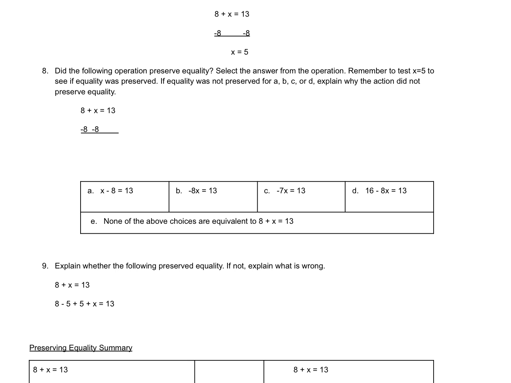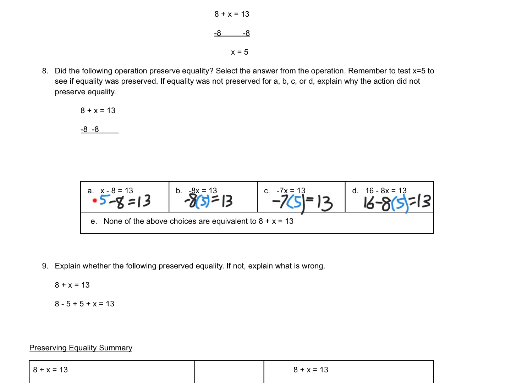So my question is when I subtract 8, like I did, is it the answer for A, x minus 8 equals 13? Is it B, negative 8x equals 13? C, negative 7x equals 13? D, 16 minus 8x equals 13? Or is it choice E, none of the above choices are equivalent to 8 plus x equal to 13? Take a moment and figure out which of those it would be.